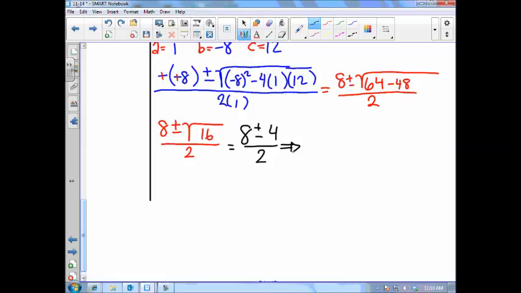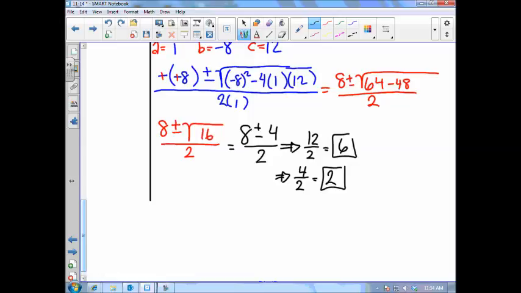Okay, Bo? If we add, what do we get? 8 plus 4 is, and we divide by 2, which gives us what, Bo? Good, so the first root, which is also called a 0, a solution and an x-intercept, is 2. Then we have to subtract. Okay, Diana? 8 minus 4. Good, divided by 2 is? There we go.